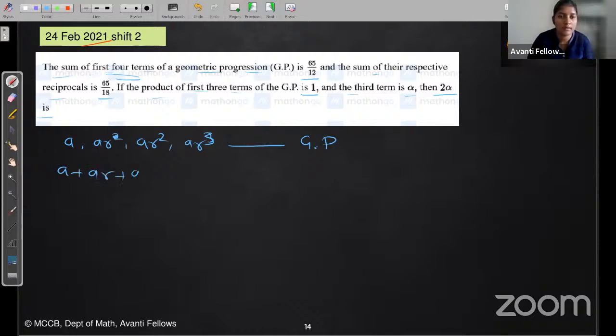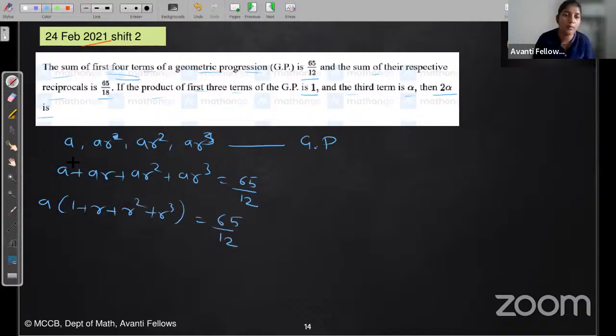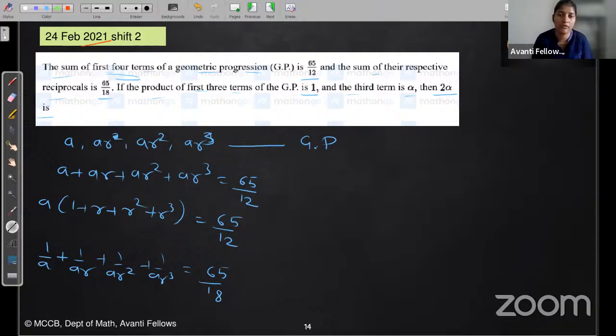65 by 12. So just take A common, it's going to be 1 plus R plus R square plus R cube is equal to 65 by 12. The respective reciprocals sum is 65 by 18. What is the reciprocal of A? It is 1 by A plus 1 by AR plus 1 by AR square plus 1 by AR cube is equal to 65 by 18. This is the sum of the reciprocals of those terms.